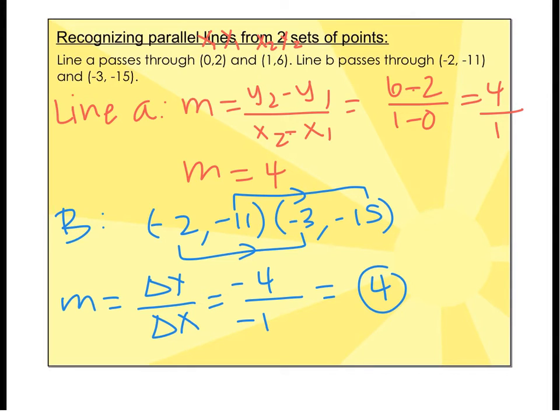So now I can go back and double check. My slopes both are 4. They're exactly the same. So these would be parallel.